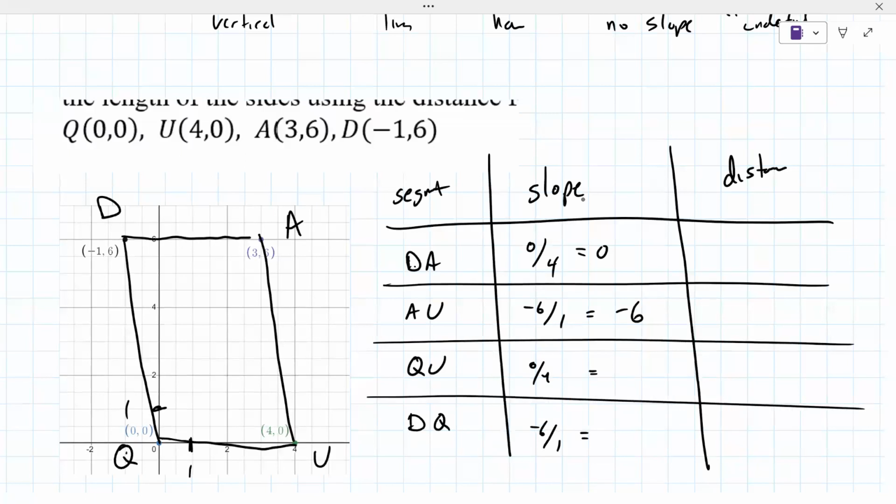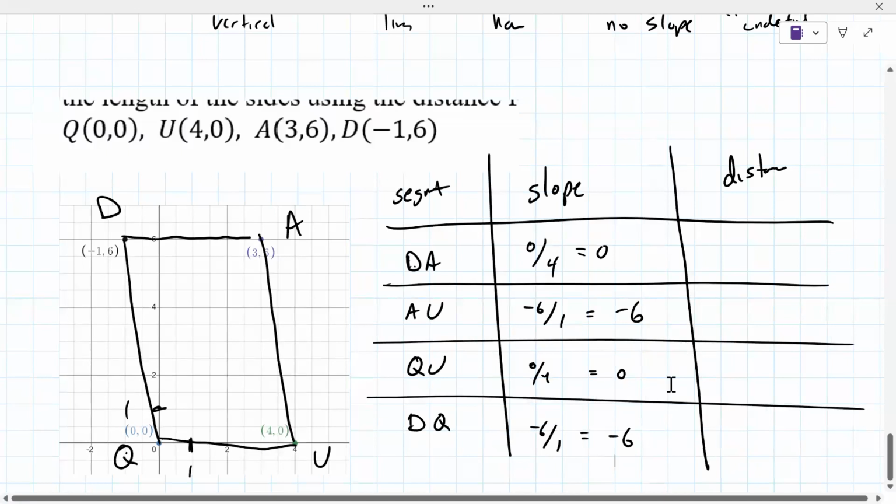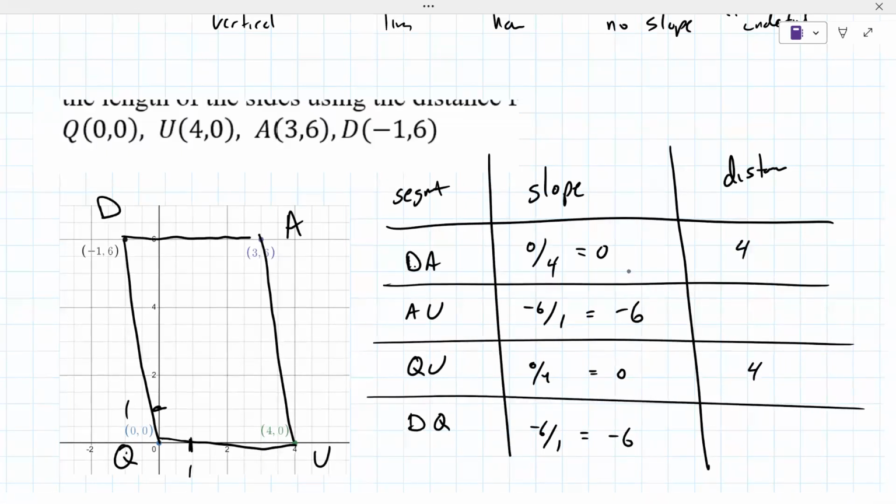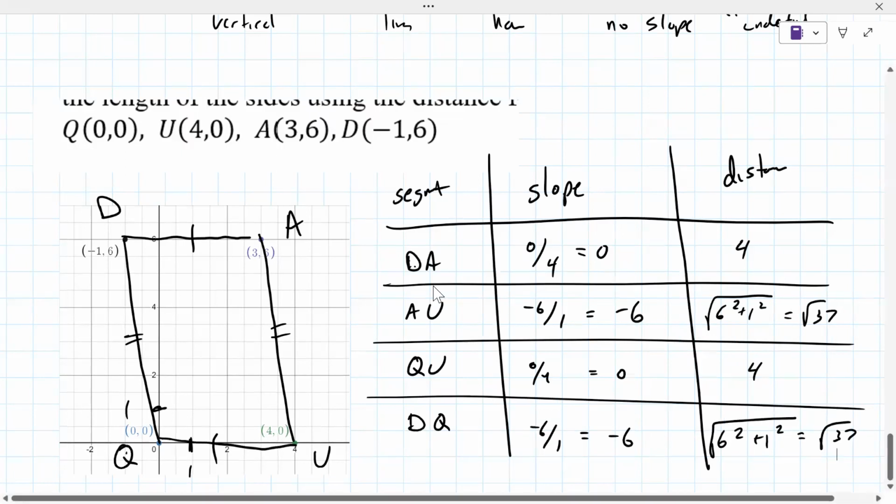So we know that it is for sure a parallelogram because opposite sides are parallel. And we're going to find that the distance is 4 and 4, that the top and bottom are congruent, and that the left and right are congruent. This is the square root of 6 squared plus 1 squared, which is the square root of 37. Notice I'm just taking the positive of it, not worrying about the sign. It does become positive. So all you know right now is that it's a parallelogram. Opposite sides are congruent, opposite sides are parallel.